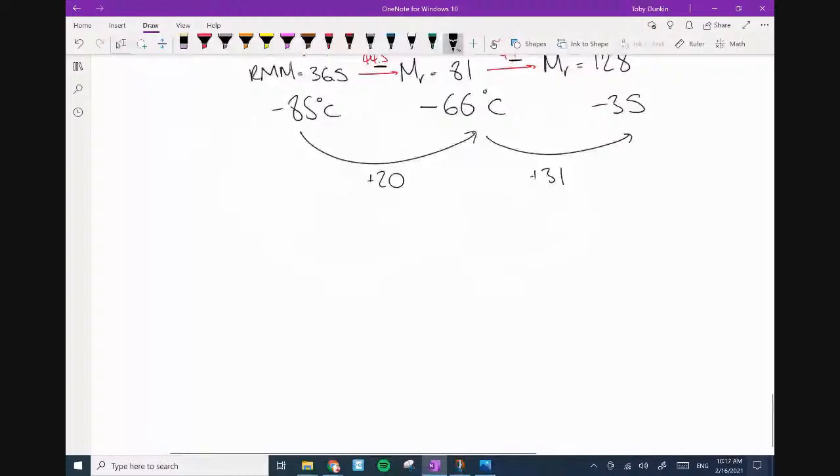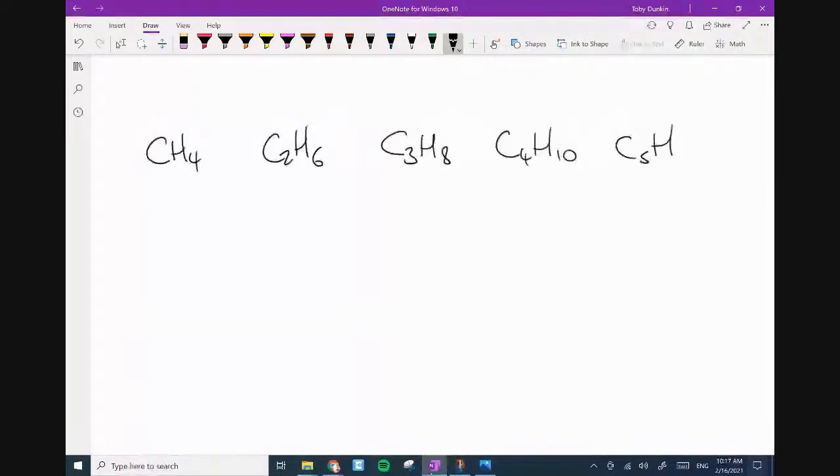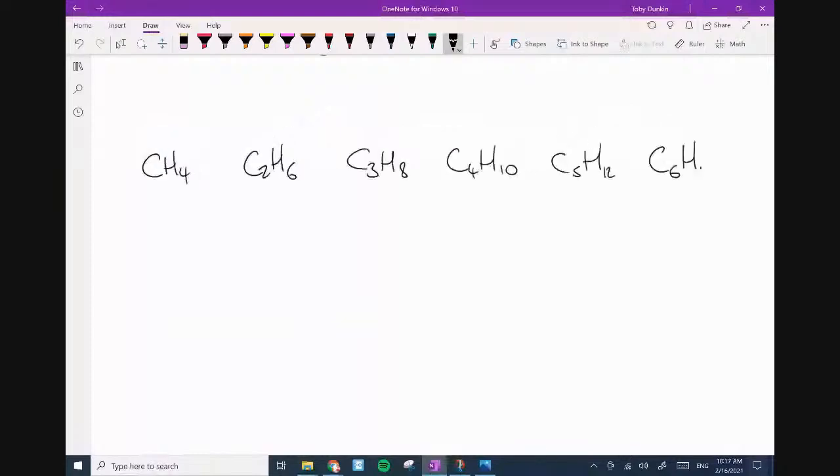So methane, ethane, double it and add 2. Propane, 8. Butane, double it and add 2, 10. Pentane, double it and add 2, 12. No, hang on, I've gone mad. Yeah, no, that's correct, isn't it? And then C6H14. Yeah, right. This is going to be fun.